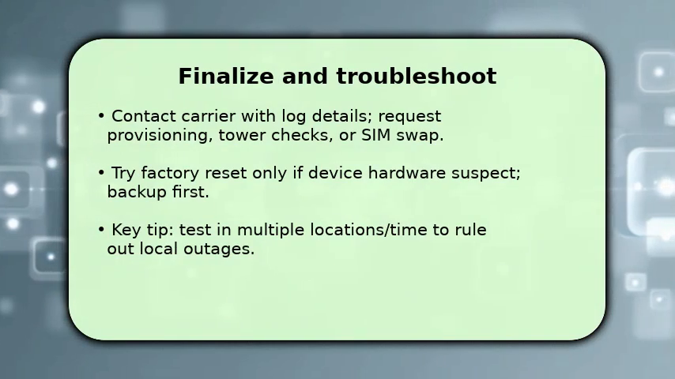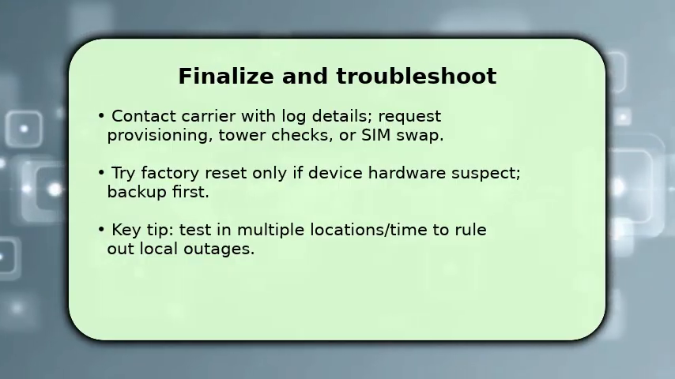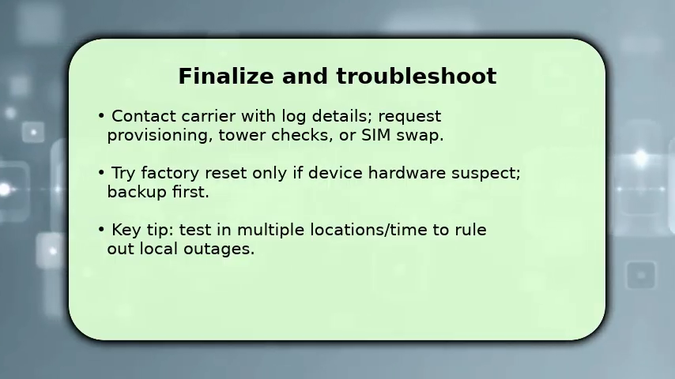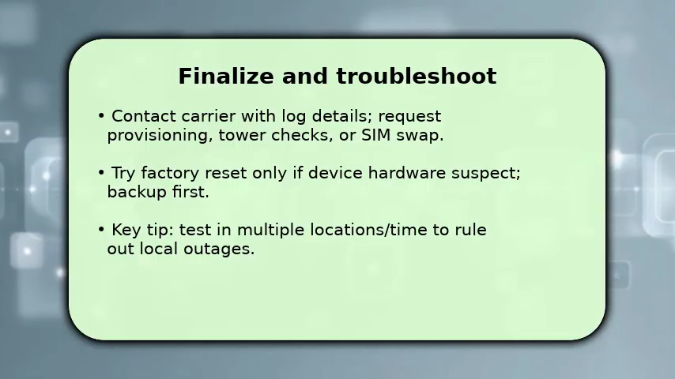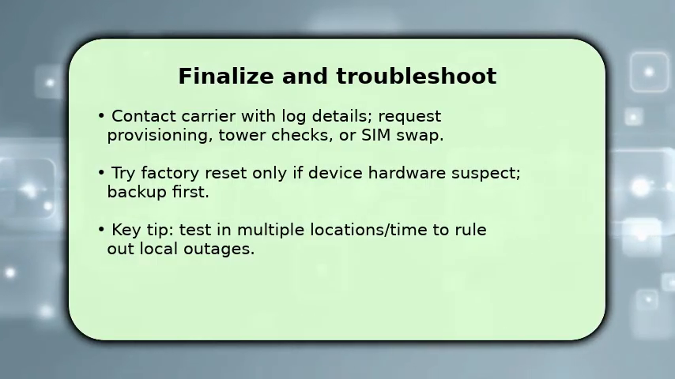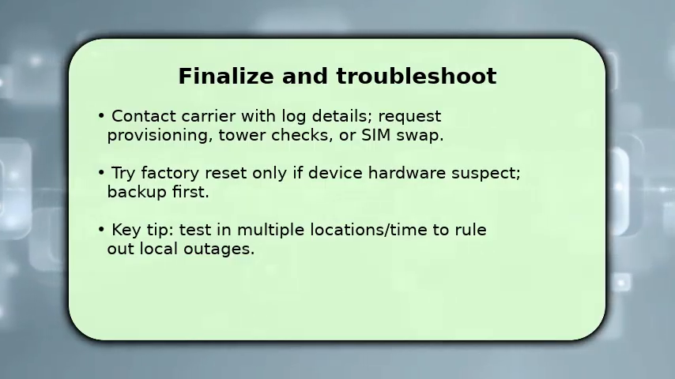To finish, escalate methodically. If the device still misbehaves, contact your carrier and provide signal readings, APN and baseband logs so they can verify provisioning or push a refresh. Request a SIM swap if needed. If carrier clears the account and the issue persists, backup data and perform a factory reset to eliminate software corruption.